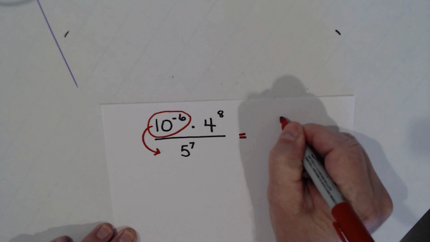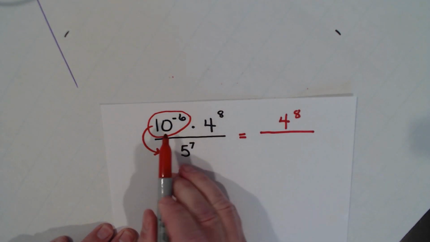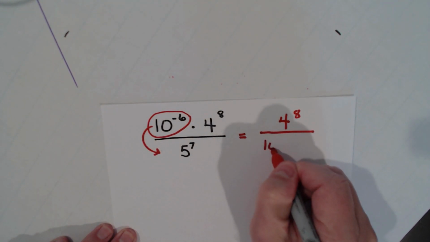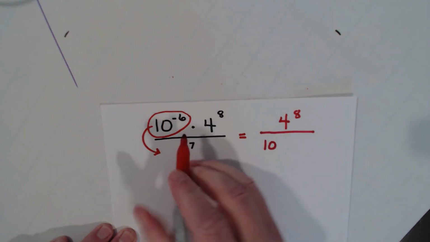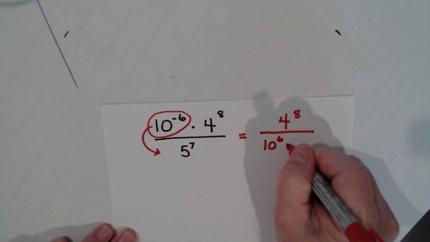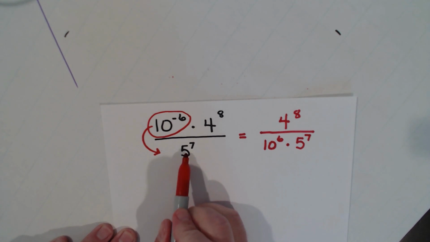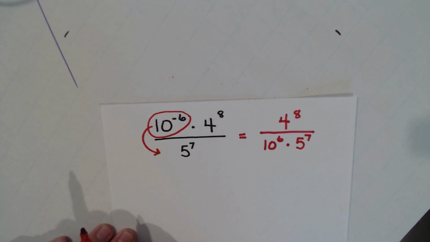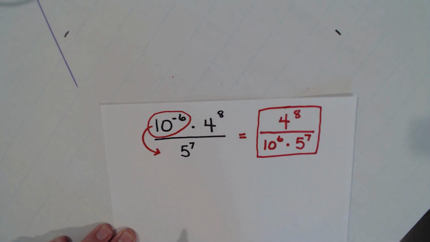So I'm going to rewrite this 4 to the 8th power divided by, I'm going to take this base 10 and put it in the bottom, and I'm going to change the exponent because it's like me flipping it. It was a negative 6, I'm going to change it to a positive 6. And it's going to be multiplied by this 5 to the 7th power. This 5 to the 7th power stays right where it's at because it has a positive exponent. I don't need to move that. Everything has a positive exponent, so that's what my answer is going to look like for number 7.